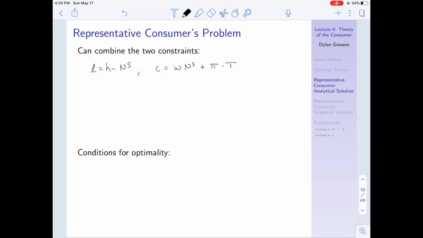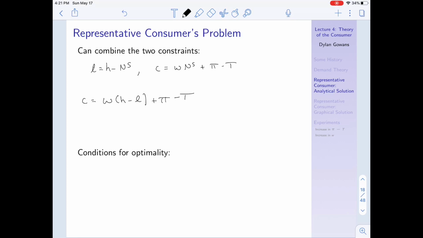Now let's combine those. We could solve for labor supply in the first equation and then plug that into the second one. And what do we get? We get that C, my total consumption, is now equal to H, total hours in the day, minus leisure, plus profits, minus taxes.